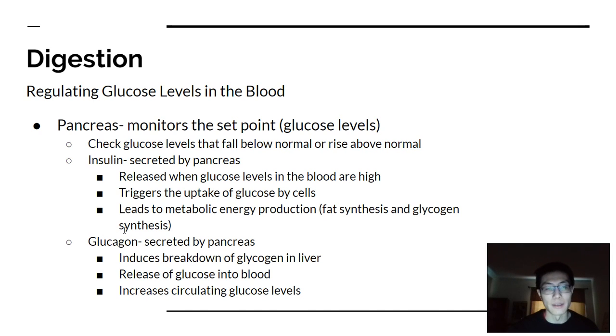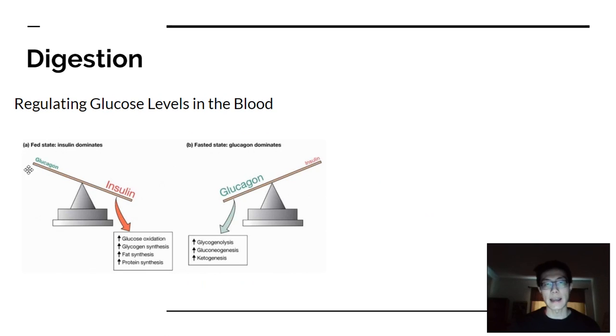We also have the release of glucagon, and glucagon secreted by the pancreas does something quite similar to epinephrine in that it induces the breakdown of glycogen in the liver into glucose, and it ultimately releases that glucose into the blood for use, and obviously it increases the circulating glucose levels. If we're looking at these systems almost like feedback systems, you can see that in the fed state, insulin is going to generally be dominating. Insulin is going to be released when you are really full, and that can help increase levels of glucose oxidation, glycogen synthesis, fat synthesis, as well as protein synthesis.